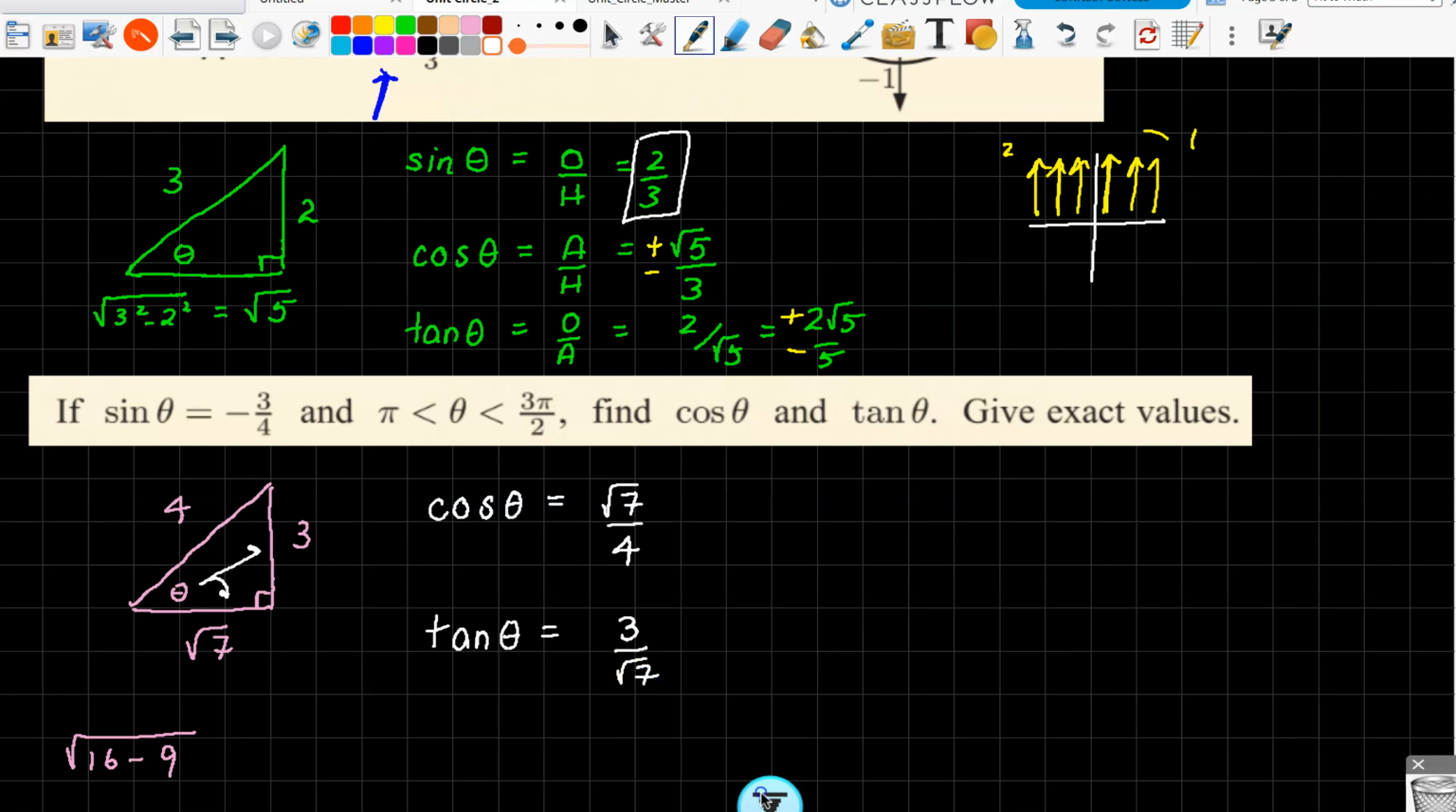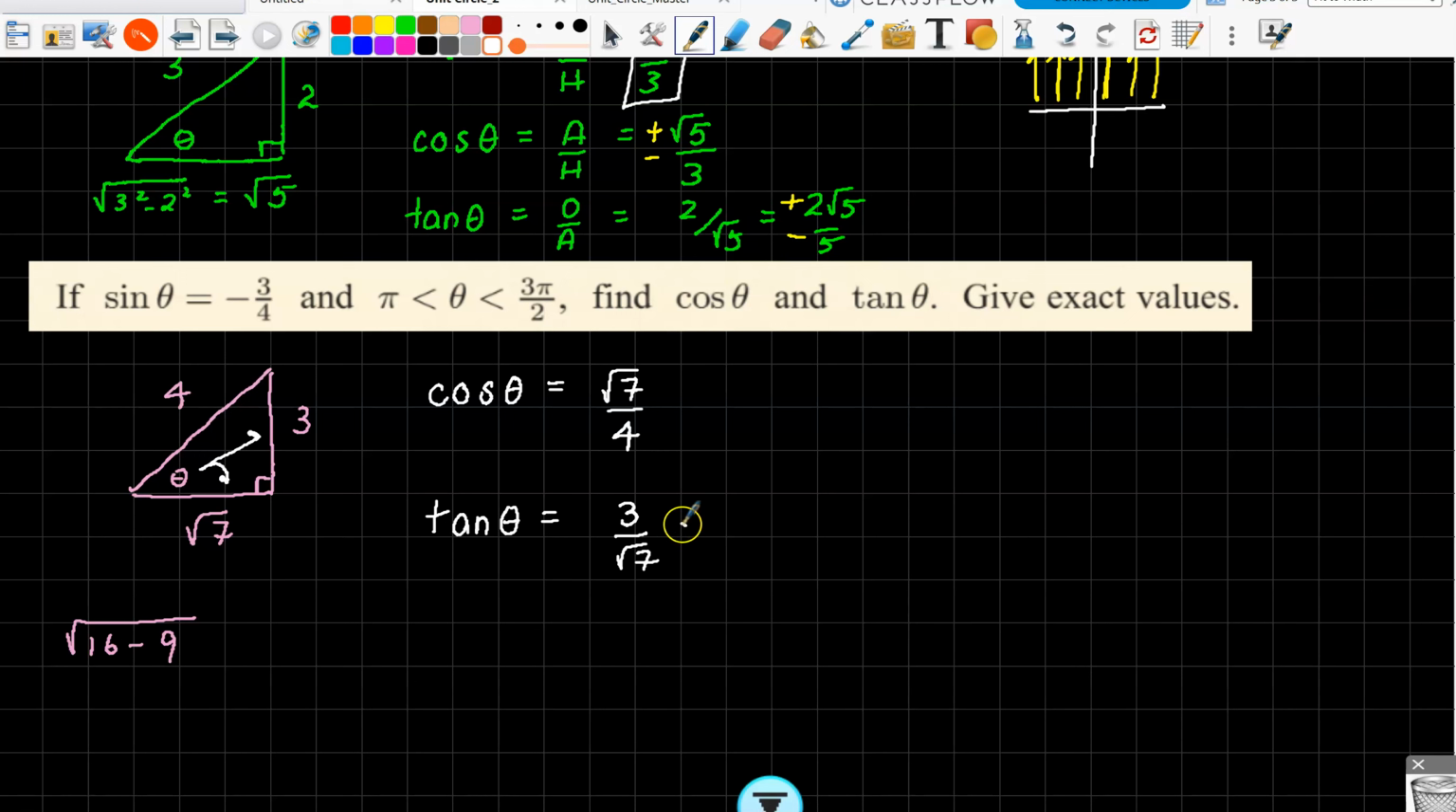And remember politeness in maths world. So get rid of that √7 from the bottom. We times the denominator by √7 and therefore times the top by √7. So we get 3√7 over 7. You're not done, because we now have to deal with this bit here.